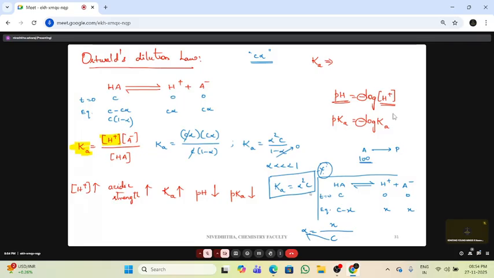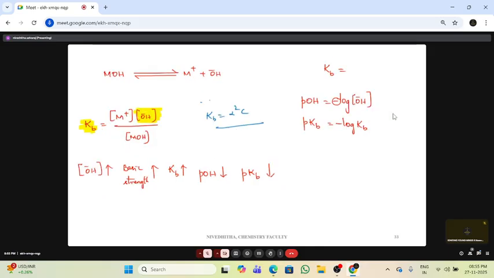Kana, students used to confuse between degree of dissociation and dissociation constant. Degree of dissociation is alpha and dissociation constant is Ka. Please don't get confused between alpha and Ka. They are two different terms. Here I've derived the relationship for acid. The same thing is applicable for base also. As far as base is concerned, the formula will be Kb is equal to alpha square C. That's it. Okay. Fine. Any doubt? Any doubt till now?